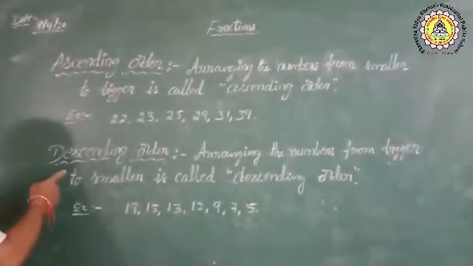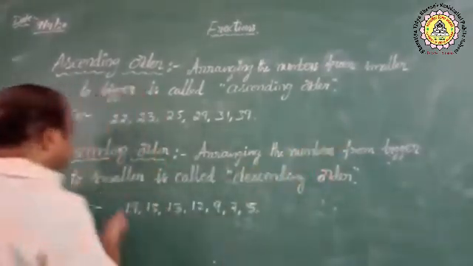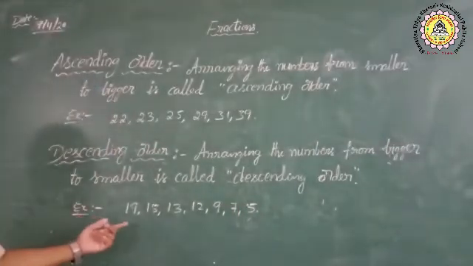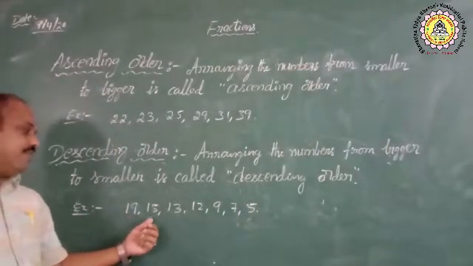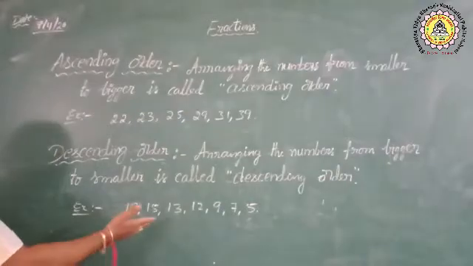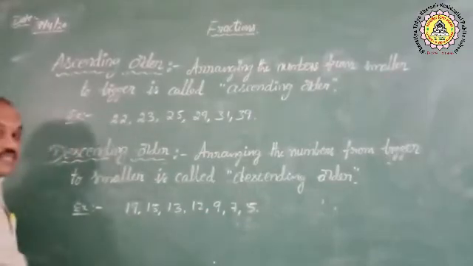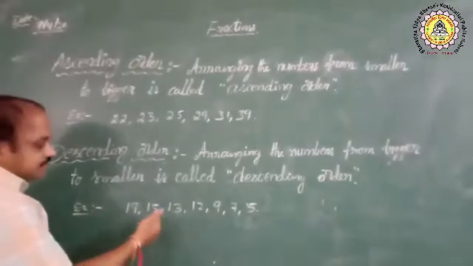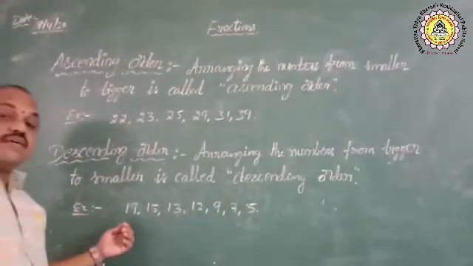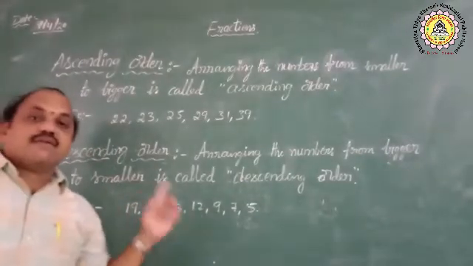Now let's go for the second one. Descending order. Arranging the numbers from bigger to smaller is called descending order. I took some numbers here: 19, 15, 13, 12, 9, 7, 5. Among all these numbers, which is the biggest number? 19. After that, 15. Next, 13, 12, 9, 7, 5. How did I arrange these numbers? From the bigger number to the smaller number. That's why this arrangement of numbers is called descending order.